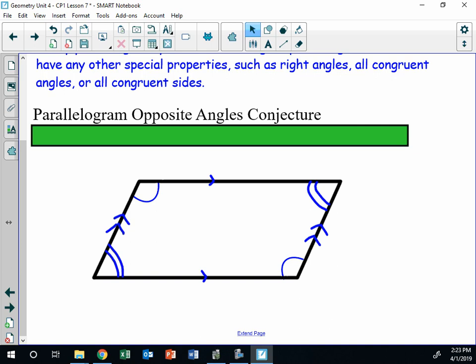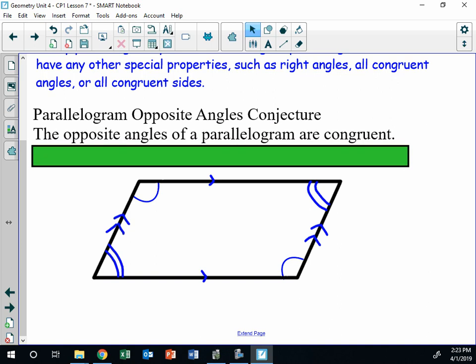So our first conjecture is the parallelogram opposite angles conjecture, which states that the opposite angles of a parallelogram are congruent. So when we're looking at opposite angles, we're talking about the upper left and lower right. Those two angles are congruent, as well as lower left and upper right. And the reason for that is the properties of parallel lines.